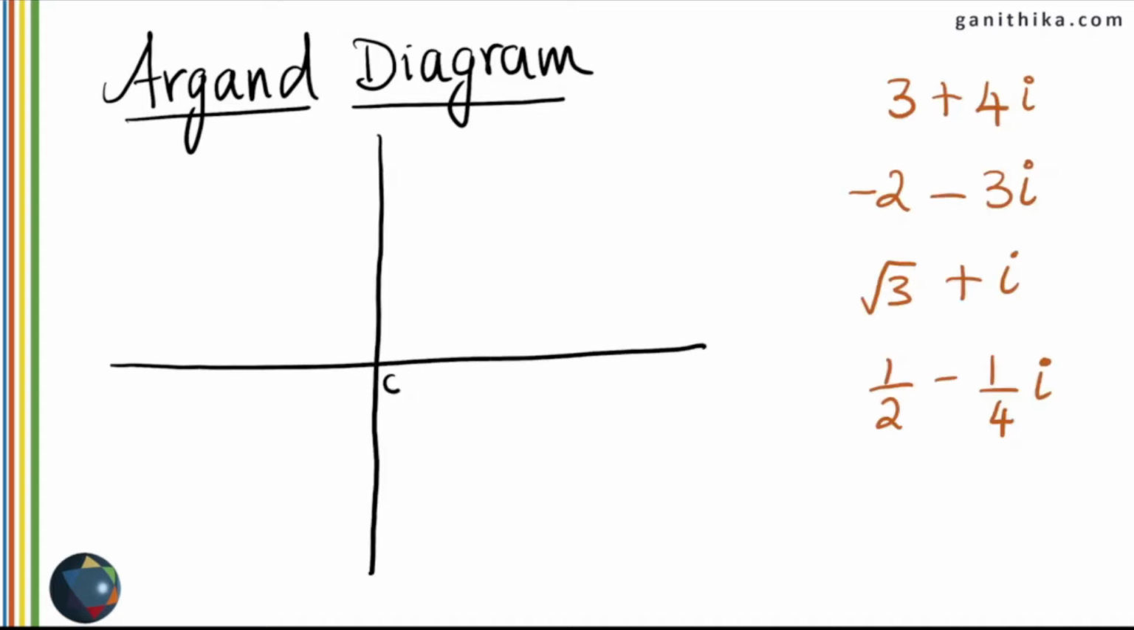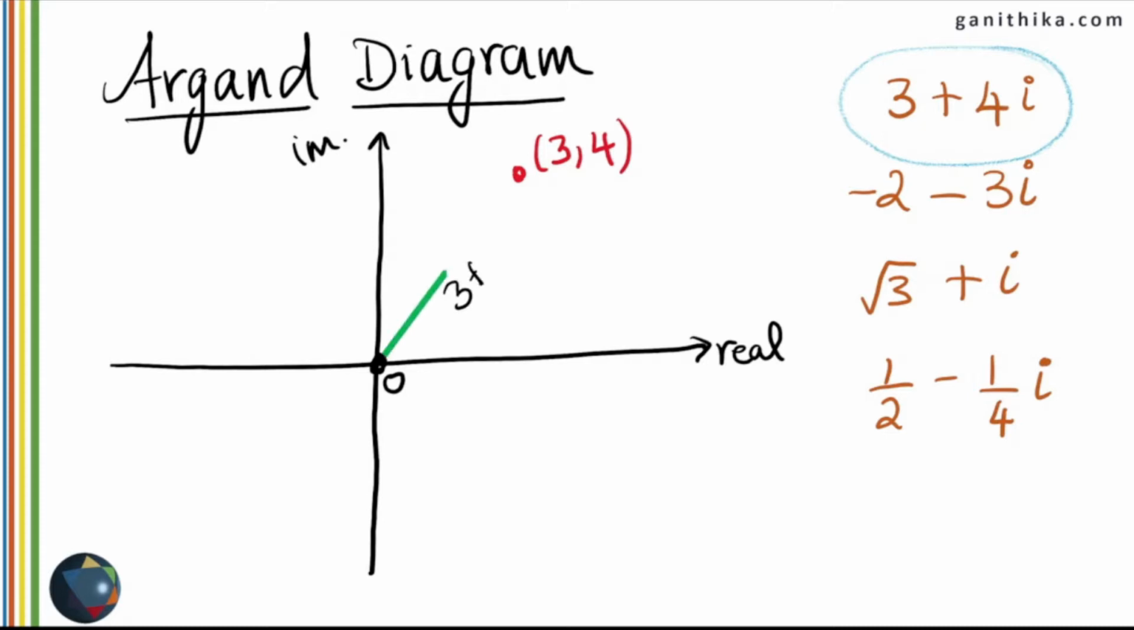An Argand diagram has two axes, real and imaginary. It is similar to the coordinate axes that we usually use, x and y axis. In this case, the x axis has real numbers while the y axis has imaginary numbers. So for example, if you want to represent 3 plus 4i on this diagram, you will represent it as the point (3, 4), because 3 is the real part and 4 is the imaginary part. So the point (3, 4) on the Argand diagram represents the complex number 3 plus 4i.